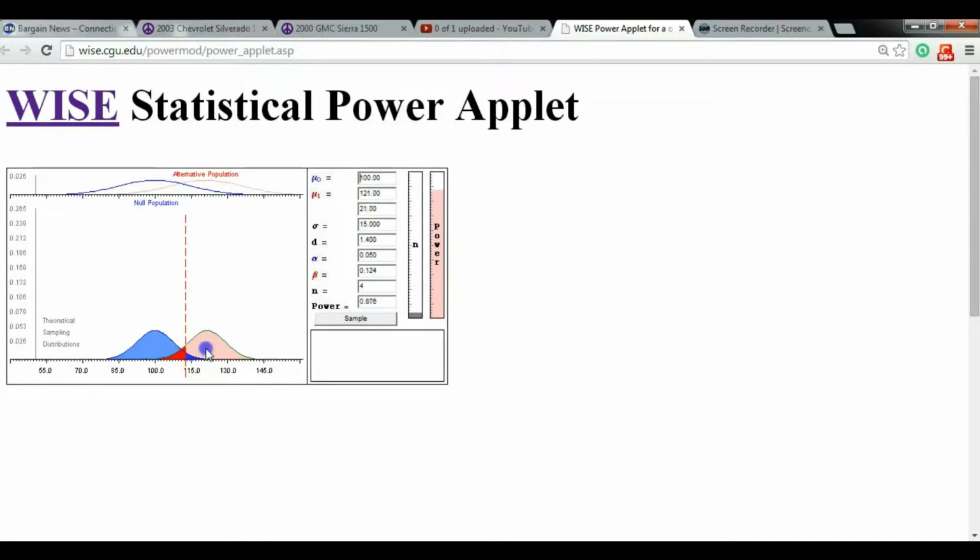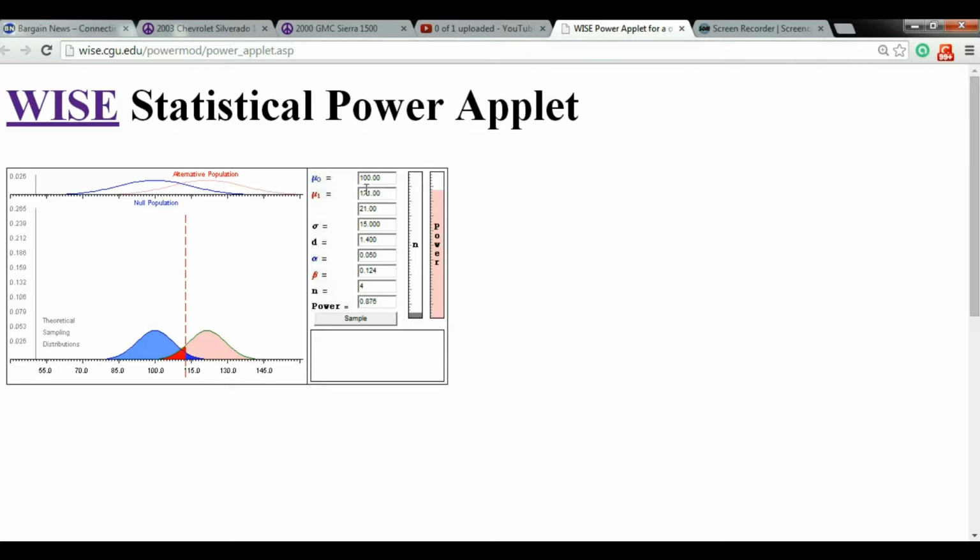Alright, so here's what we've got. We hypothesized that the mean is 100, that's this right here, but the actual mean is 121. So in this case, our null hypothesis is false.